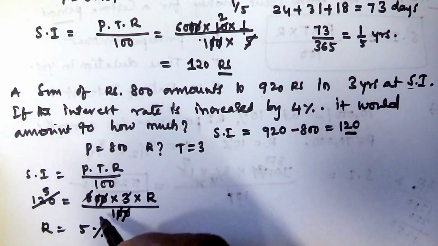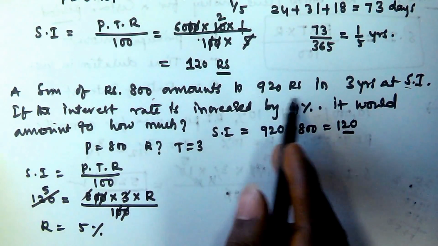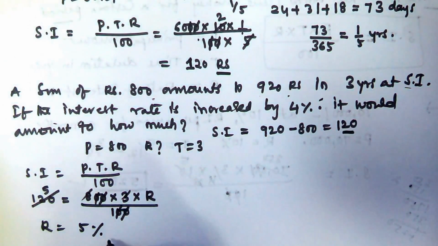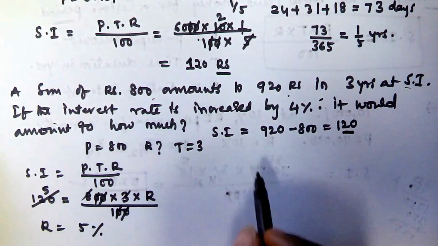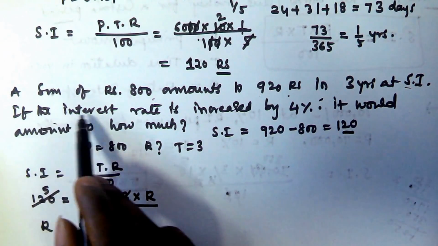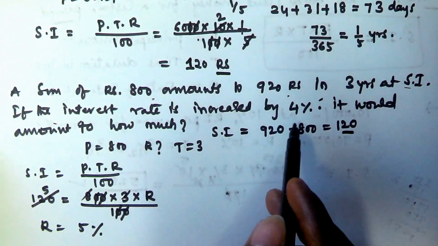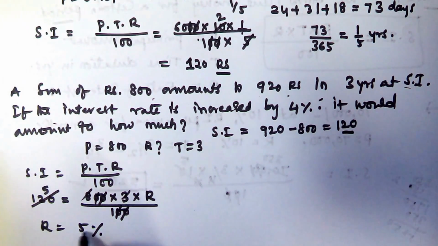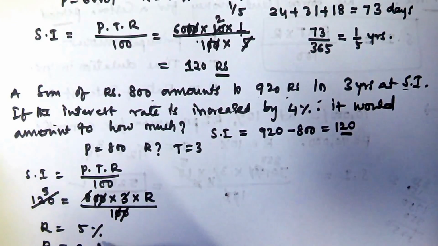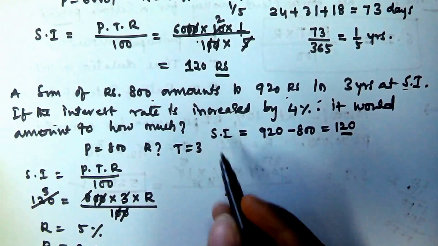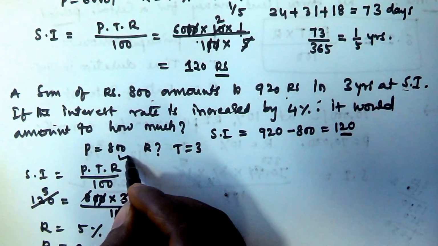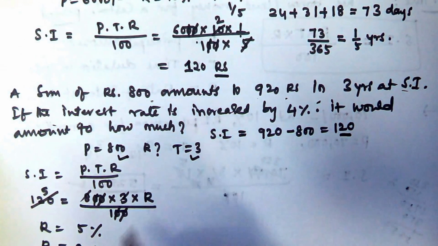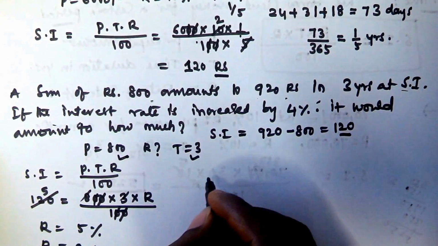Okay, so that means 800 amounts to 920 in 3 years with a rate of interest of 5%. Actually the question is different. If the interest rate is increased by 4%, the interest rate is 5%, it is increased by 4%, then the rate of interest is going to be 9%. So it would amount to how much? So this 800 would amount to how much in 3 years with a rate of interest of 9%? That we have to find.